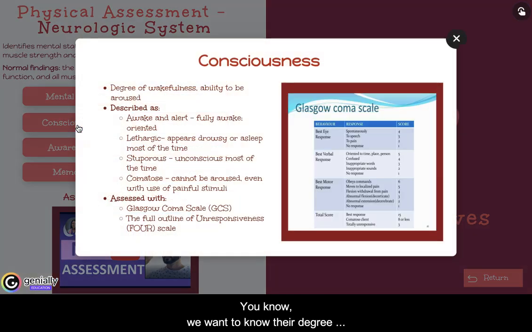Consciousness. We want to know their degree of wakefulness, ability to be aroused. This is described as awake and alert, fully awake. Lethargic, they appear drowsy or asleep most of the time. They're stuporous, unconscious most of the time. Comatose, they cannot be aroused even with the use of painful stimuli, like if you pinch on their clavicle or apply pressure on the sternum, they don't wake up. They're in a coma.